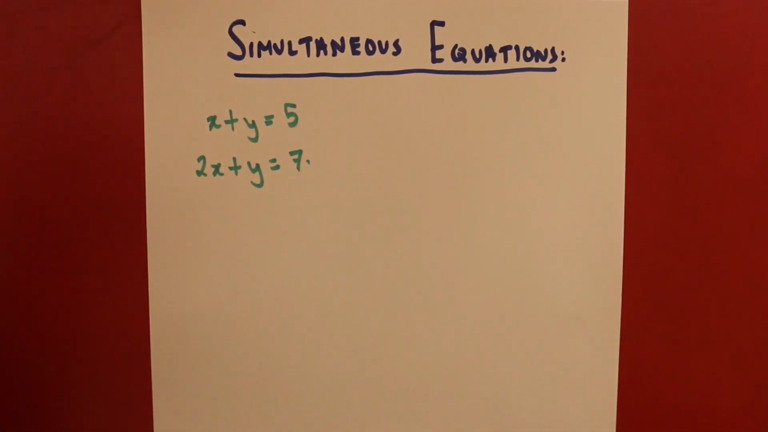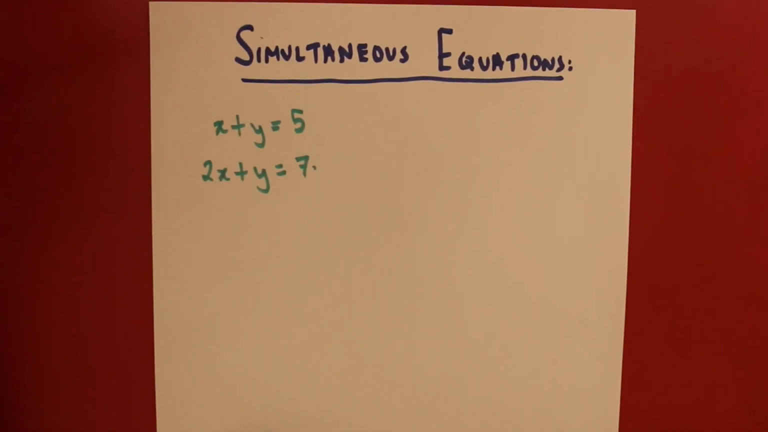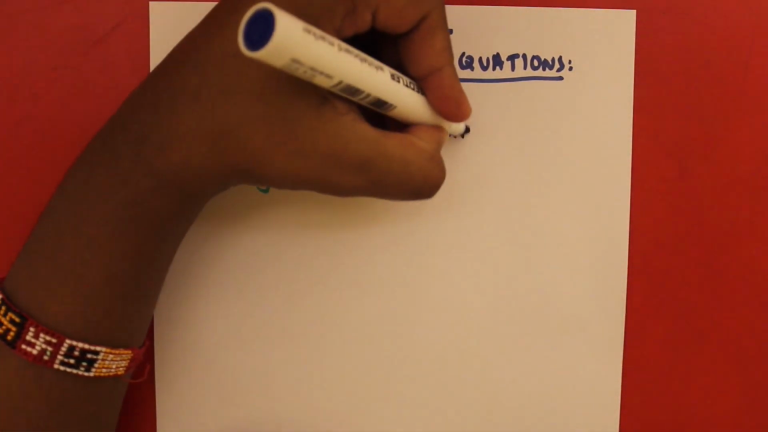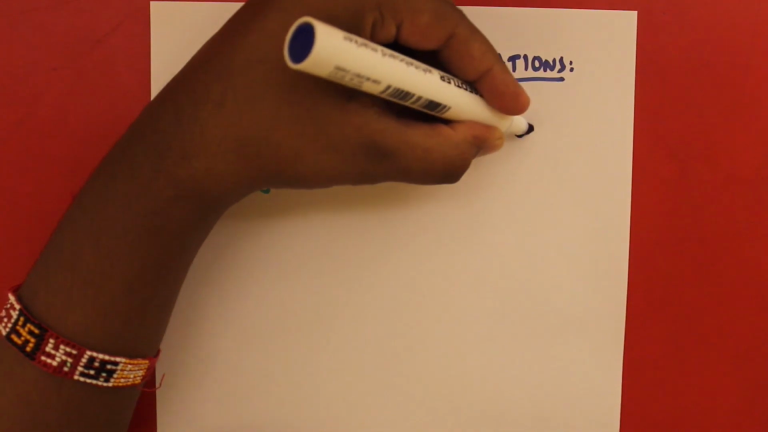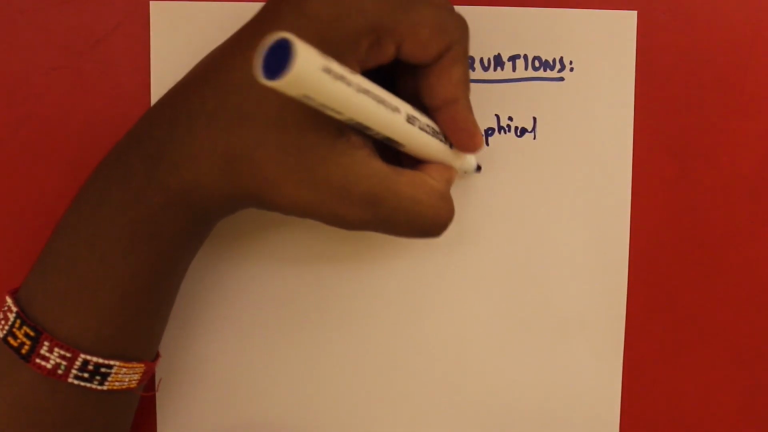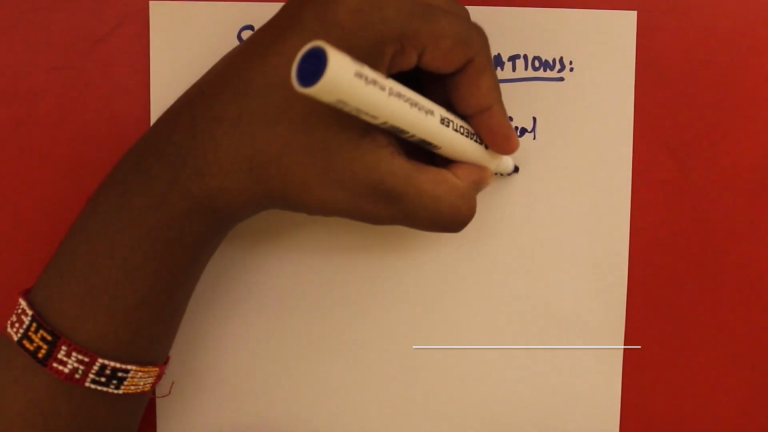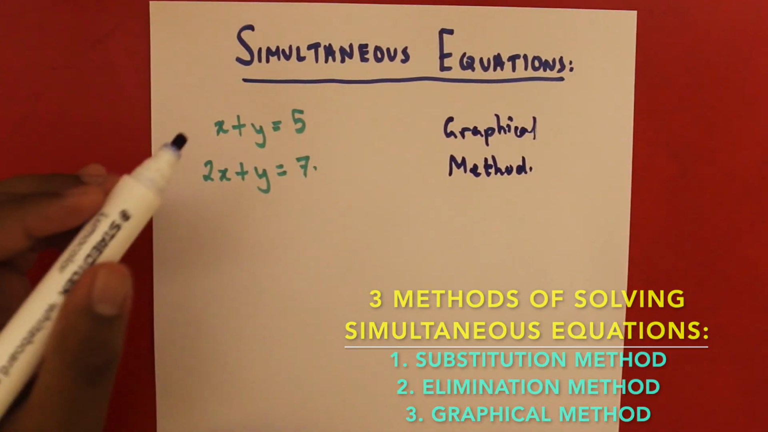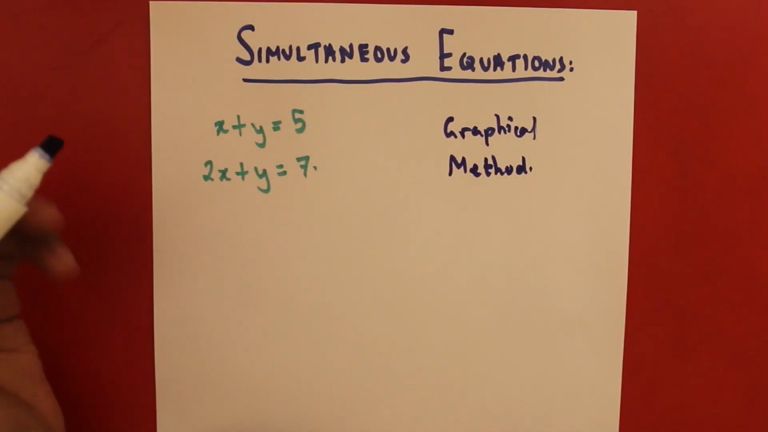So we are given a pair of equations here, x plus y is equal to 5 and 2x plus y is equal to 7, and we have to solve them using the graphical method. So the graphical method is the third method of solving simultaneous equations, in which you're going to be graphing the equations and the intersection point between the two equations will be your solutions.